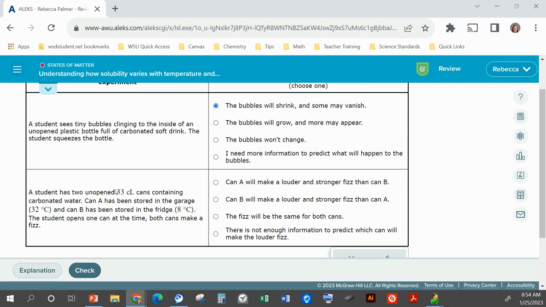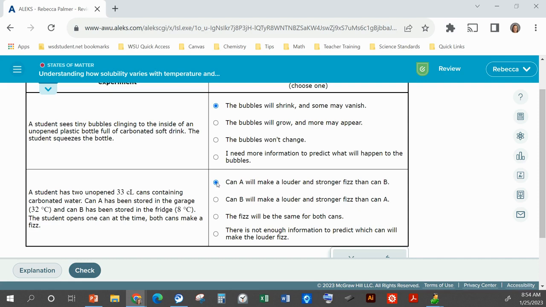So what question are you answering? The answer or my question? I was thinking it would be the answer. Yes. Can A will have a louder fizz. Can you explain to us why? Because the way I was thinking of it was lower temperature makes the gas.